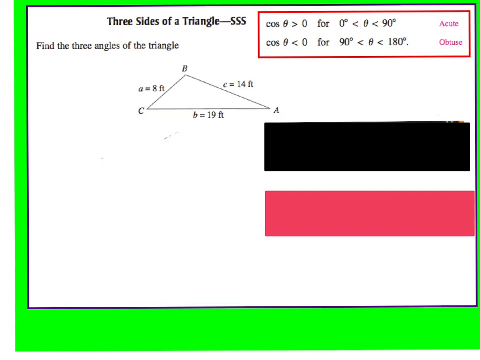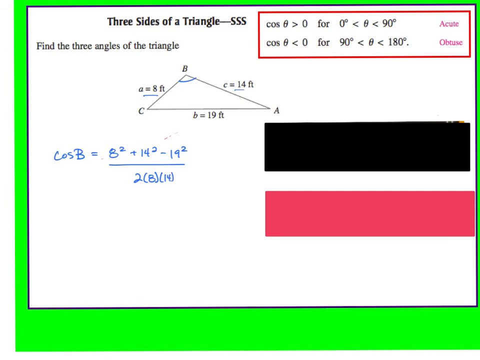B. So we're going to use angle B. To set it up, I just use cosine of B is equal to my other two, and by my other two, I mean not the one across from it. So 8 squared plus 14 squared minus the one that works with B, so minus 19 squared, over 2 times 8 times 14.